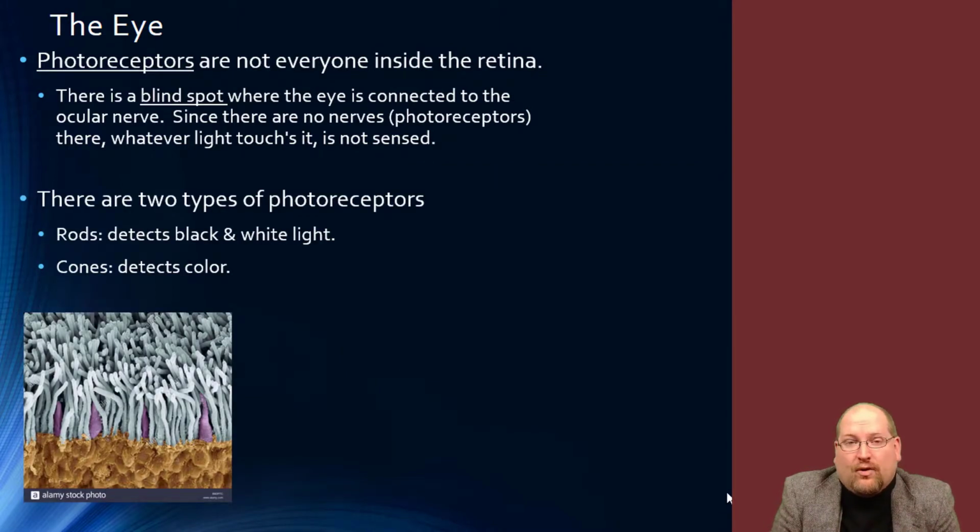Now, back to photoreceptors. There are two types of photoreceptors that are attached to the retina inside our eye. The first kind are called rods. The second type are called cones. The rods, as we see here in the picture, are these long, gangly looking green things that allow us to see black and white light. The cones are these more purplish ones that we see. They allow us to see color, which is pretty cool.